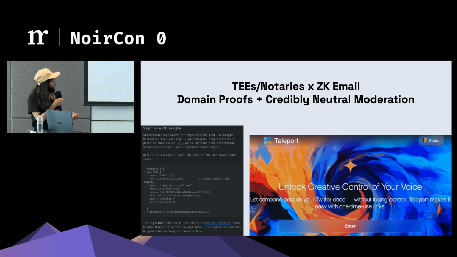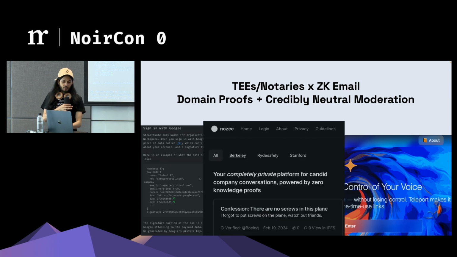Another cool thing is something Salil built called Stealth Note, which was also previously built by a Circom team called Nosy. The idea is that you can have anonymous confessions. You can prove that, say, you are an employee at Boeing because you prove you have an @boeing.com email address. And then you can say something like, confession: I forgot to put screws on the plane.